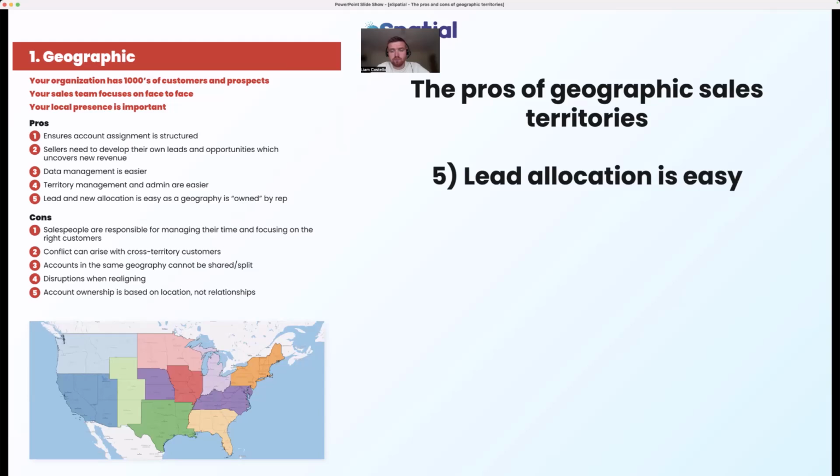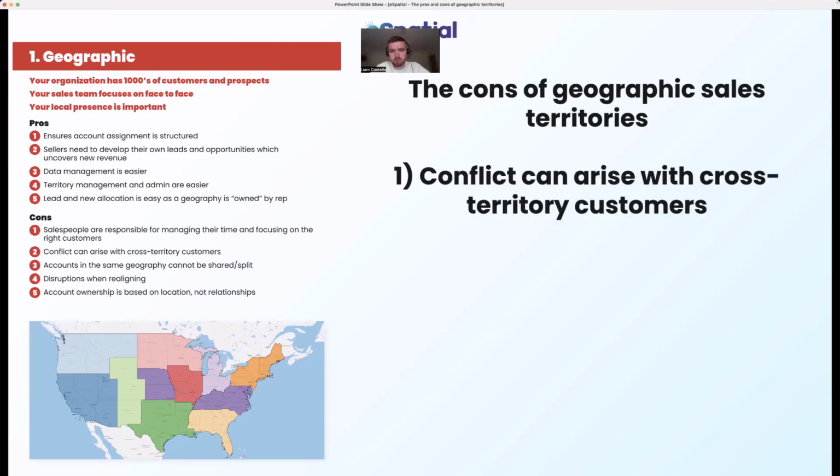So if I'm based in Dallas, allocating the lead to me is easy if it comes through. Okay, so look, they're all there. So we've got five major pros, but there's always downsides. So talk to me about the downsides of using geographic territories.